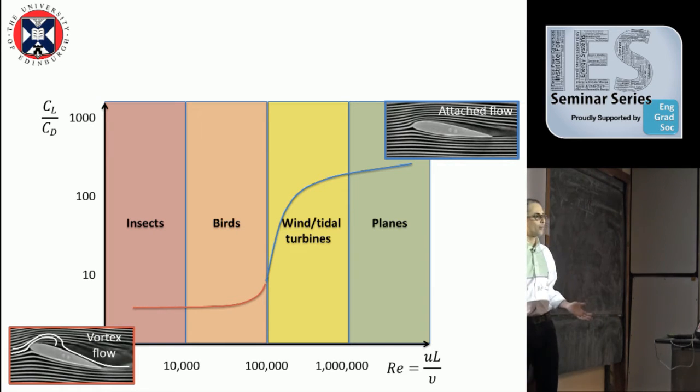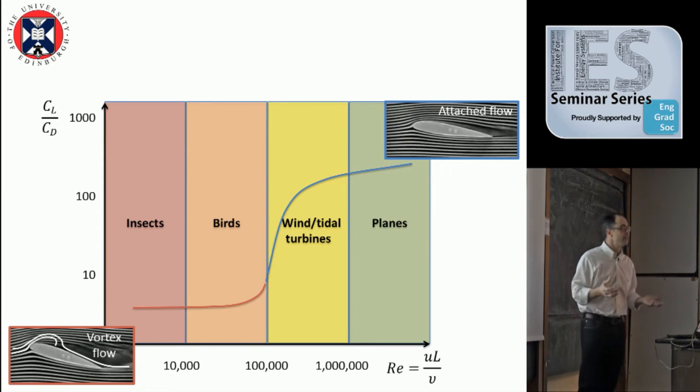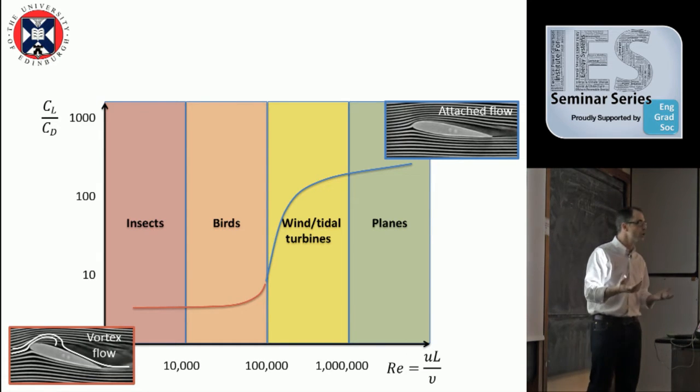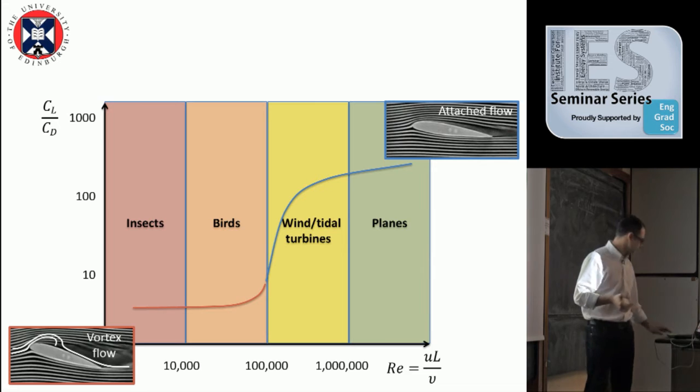If you don't separate, in fact, most likely you will not generate lift. So the way that insects and birds generate lift, what they need to stay up, is actually to make vortices. If the flow does not separate from the wing and generate a vortex, the birds will never be able to fly.